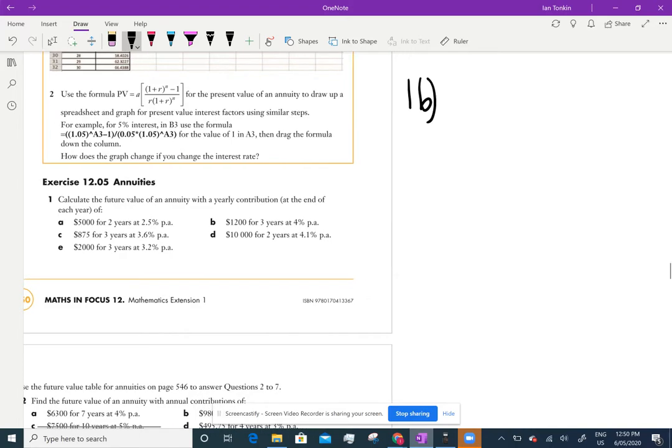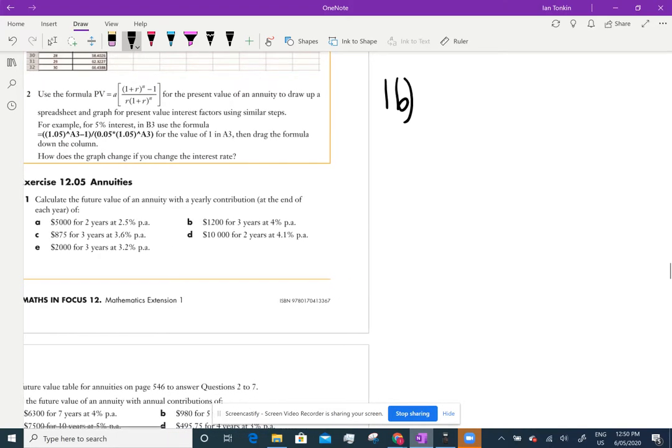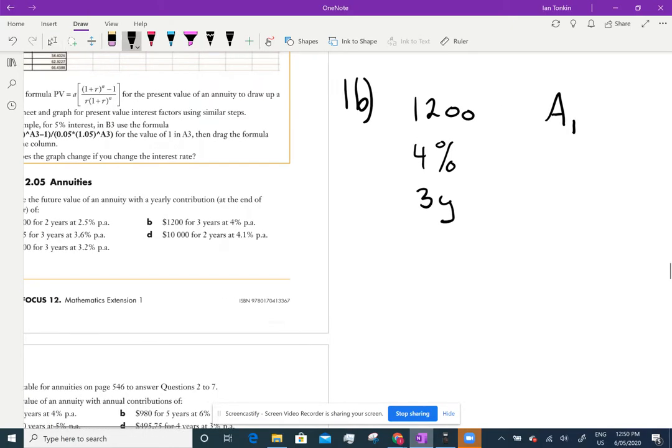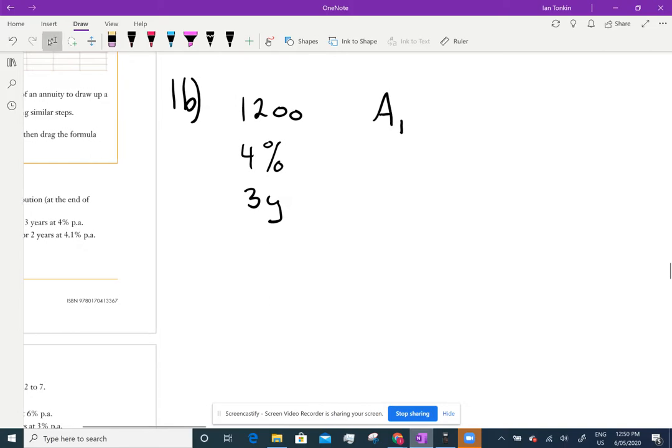And what are we doing? Calculate the future value of an annuity. That means what it's going to be worth at the end of each year. So what have we got? We've got $1,200. We've got 4%. And we've got 3 years. Okay. So at the end of the first year, and we're putting it in at the end, at the end of the first year, 1,200. We put it in. There you go.